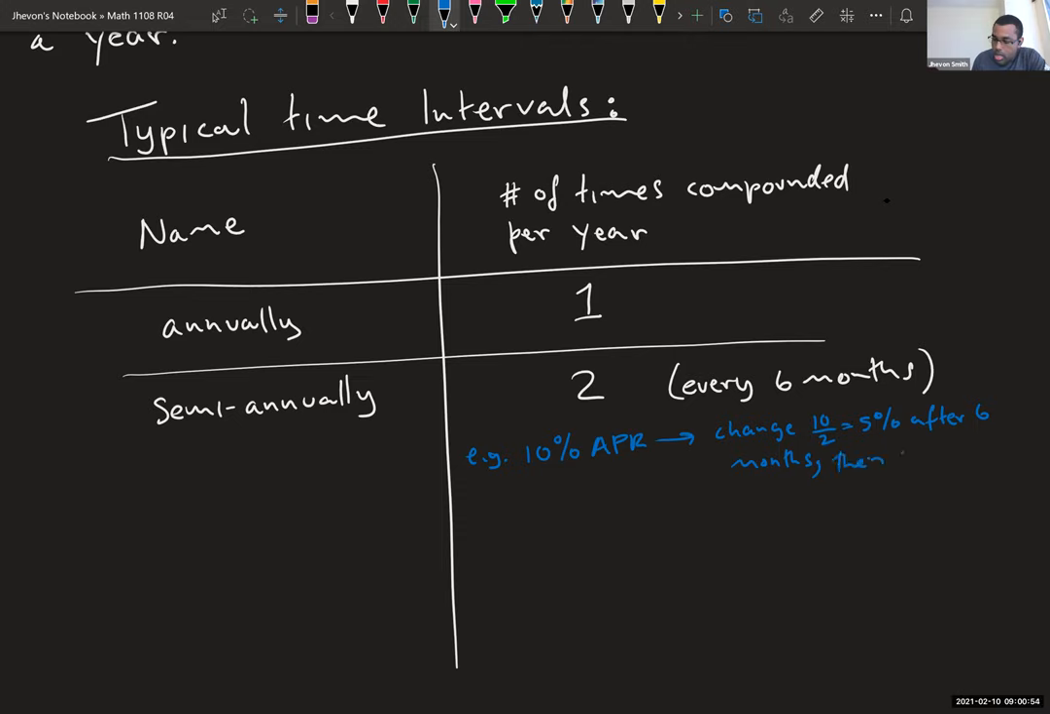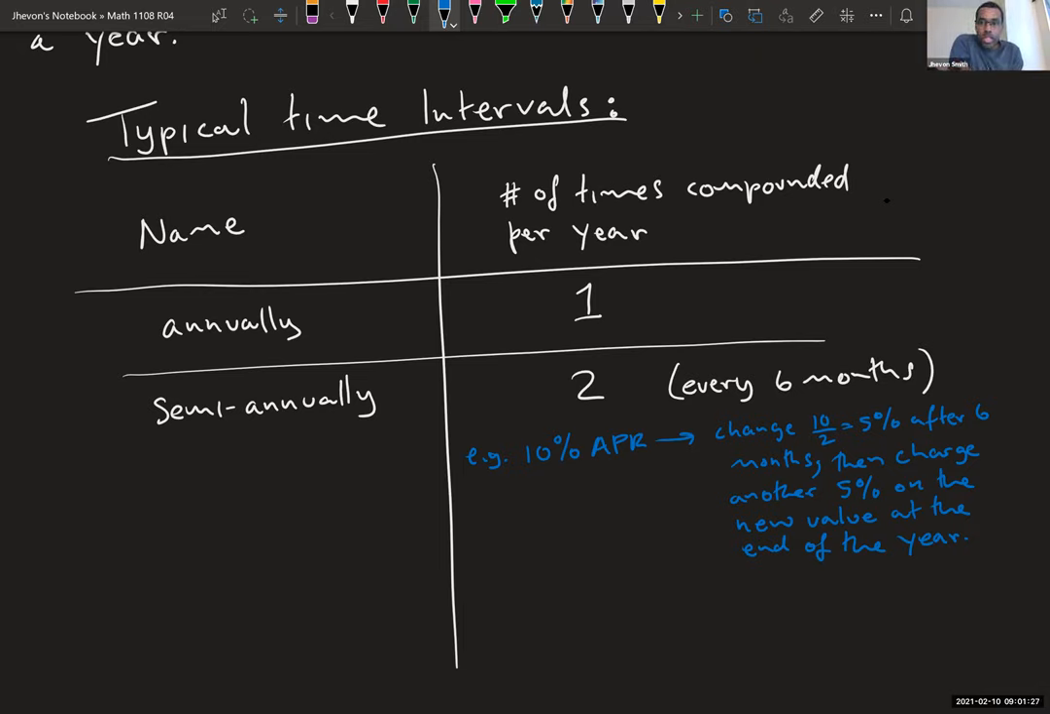Then charge another 5% on the new value at the end of the year. So that's what I mean by breaking into installments. They literally divide the APR by the number of times they want to compound per year, and they hit you with those interest at certain periods of the year.